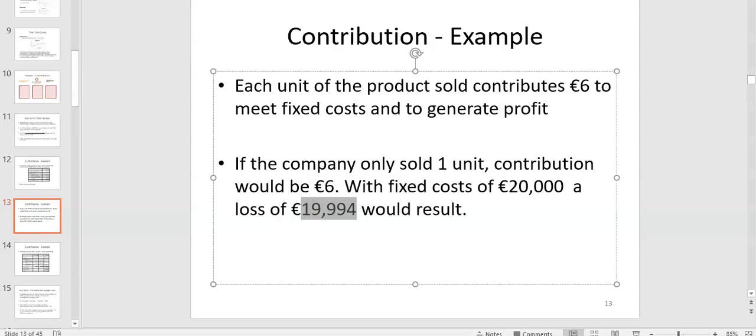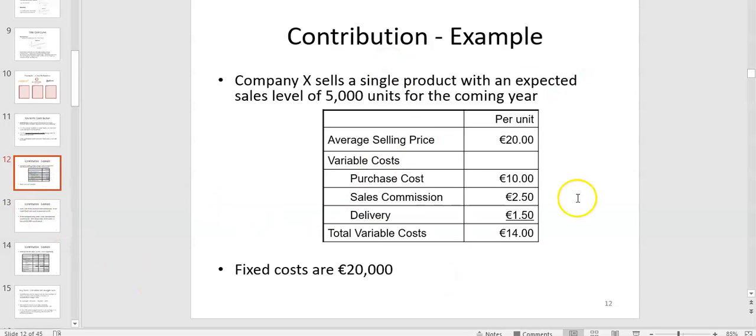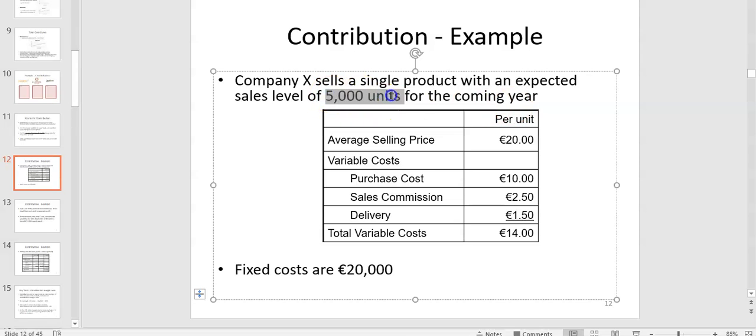Remember, the nature of fixed costs is that they do not vary. So if I sell 5,000 units or I sell 5 units, fixed costs are still 20,000. So that's the benefit. The more we sell, the more we can spread our fixed costs over a higher number of units. That's the whole concept of economies of scale as well.